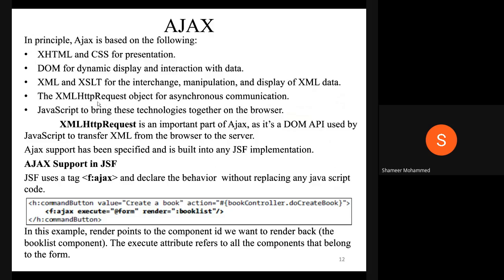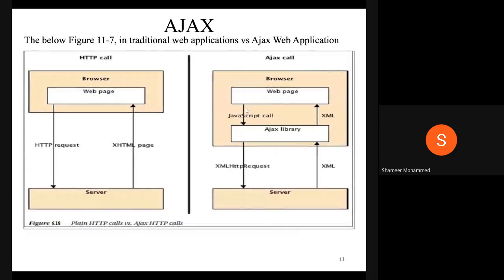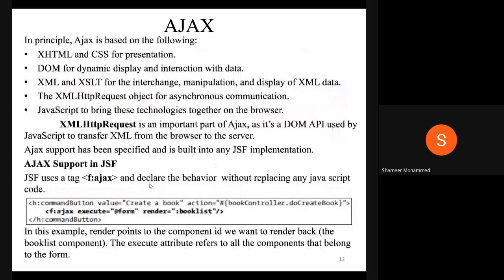And this is important. This is the XMLHttpRequest object. This object only will send the data to the server. So this is an important part of your Ajax. It is used to transfer your XML from the browser to the server. So this is your browser. From the browser to the server, this object will help you to pass the data and get the reply as XML.